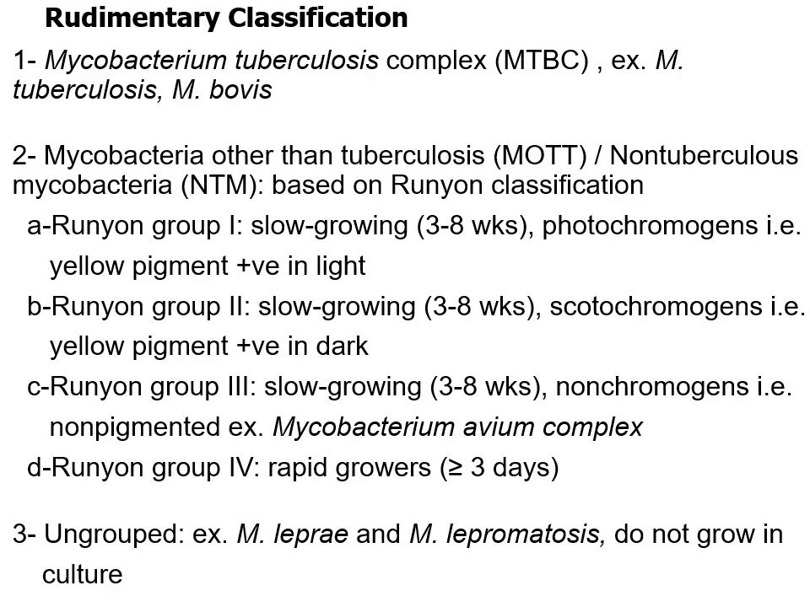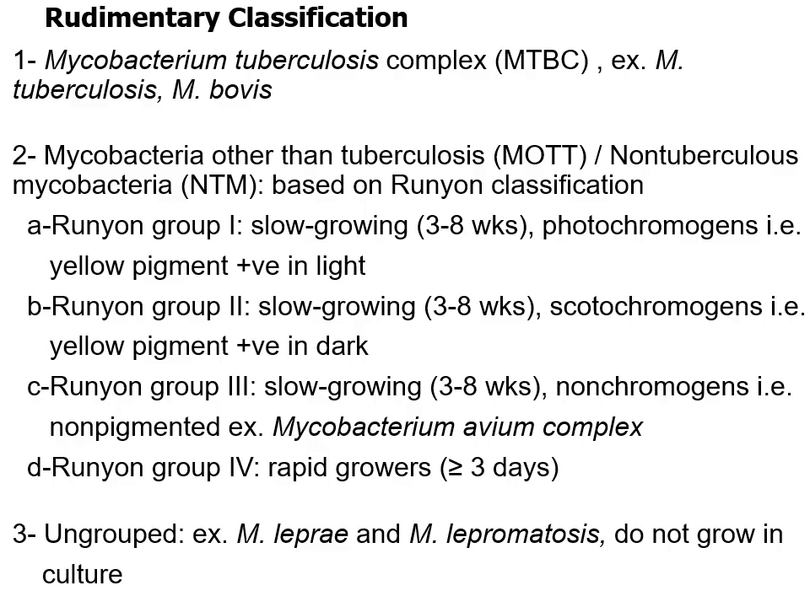As for group 3, they are also slow growers. They are non-chromogens. They do not produce any pigment. And so one of the organisms that falls under this group, or rather a triad of organisms that fall under the Runyon group 3, are the Mycobacterium avium complex, which we'll talk about on the next slide.